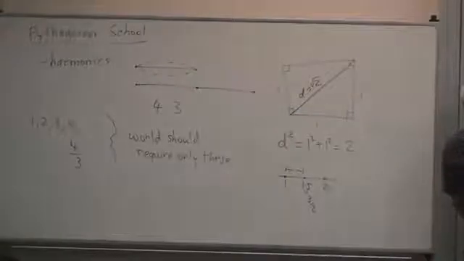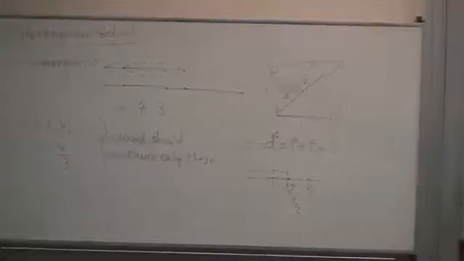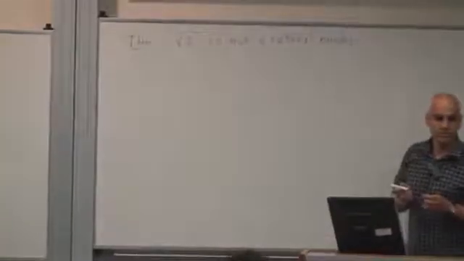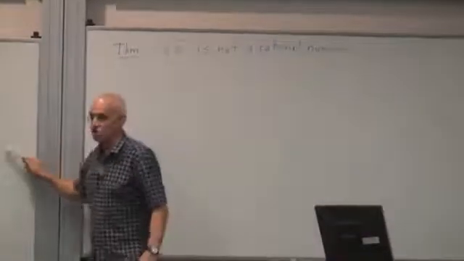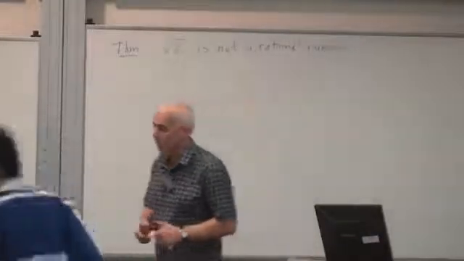So theorem: root 2 is not a rational number. There's no way of writing it as some kind of ratio of natural numbers. So let's see why this is true. Okay, it's a famous argument. So proof.